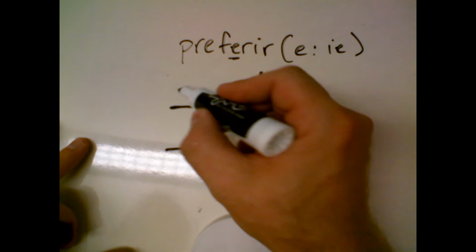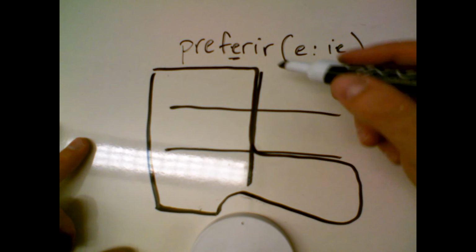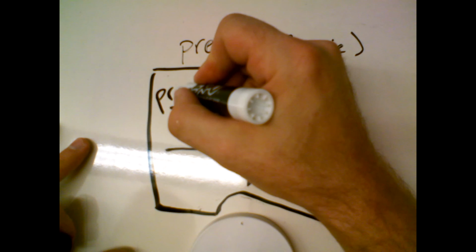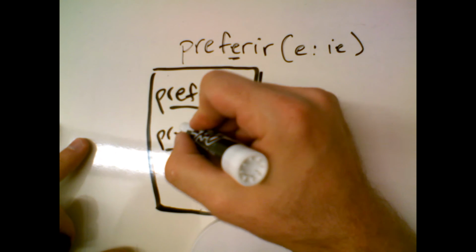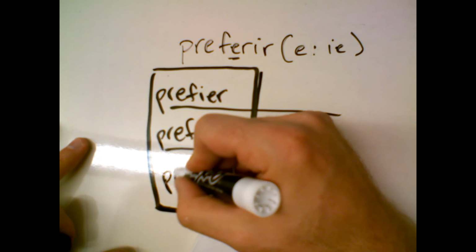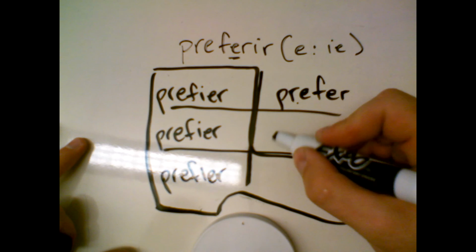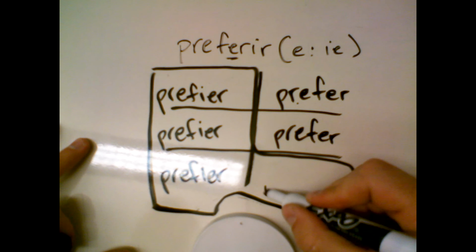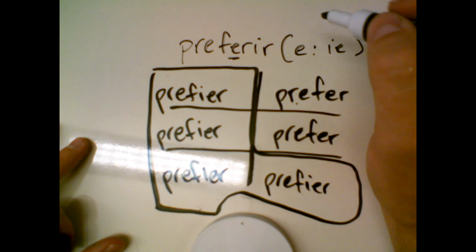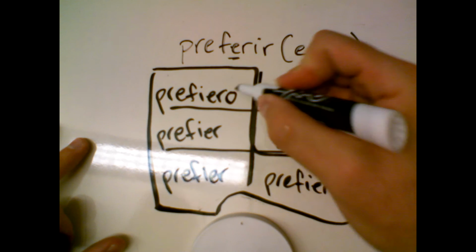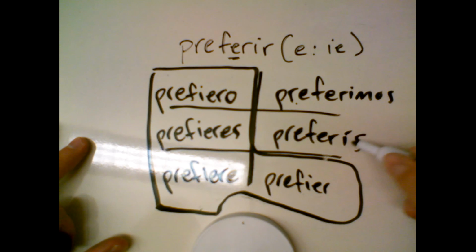Okay, so these four inside my boot. I'm so good at drawing. Okay, they're all going to start with prefier, and that's going to repeat for the inside of the boot. Now these ones will not have that change. We'll just have prefer, prefer, and then we've got prefier. And then we'll just add the endings. Now, I was going to do an ER verb. Oh well. Okay, so we got prefiero, prefieres, prefiere, preferimos, preferís, and prefieren.